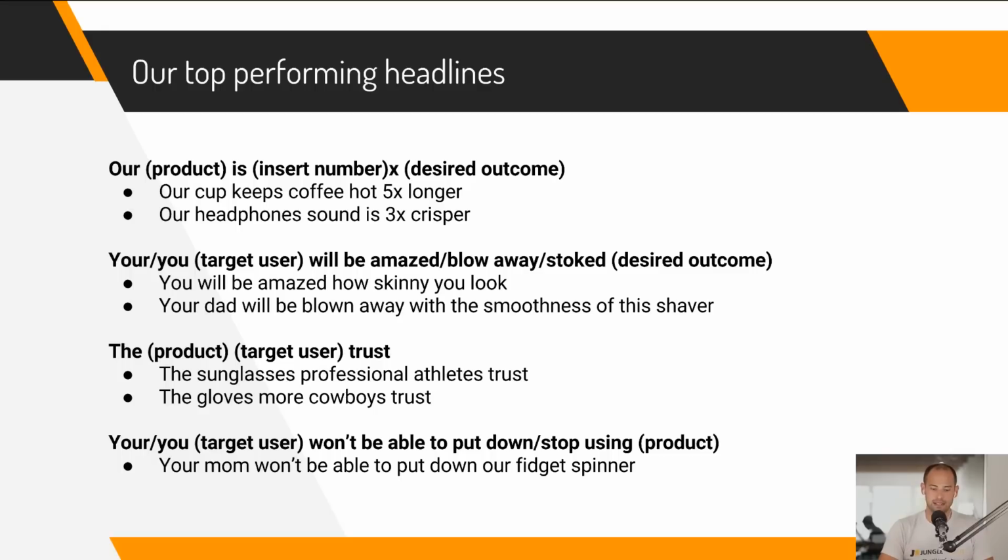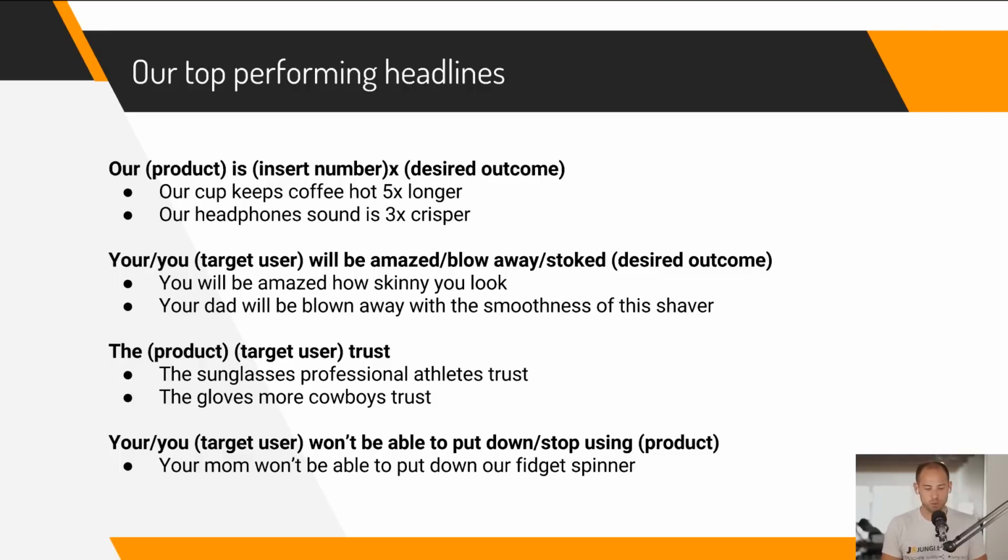Trust headlines seem to work really well. I know this is one of our best performing headlines, and I actually see these all around Amazon. So if I was selling my Jungle Scout sunglasses, unfortunately these aren't for sale on Amazon yet, I would say, the sunglasses professional athletes trust. Or if I was selling leather gloves, it'd be gloves more cowboys trust. For our particular product, it would say the softest towel that moms trust. Something along those lines. So that's doing really well.